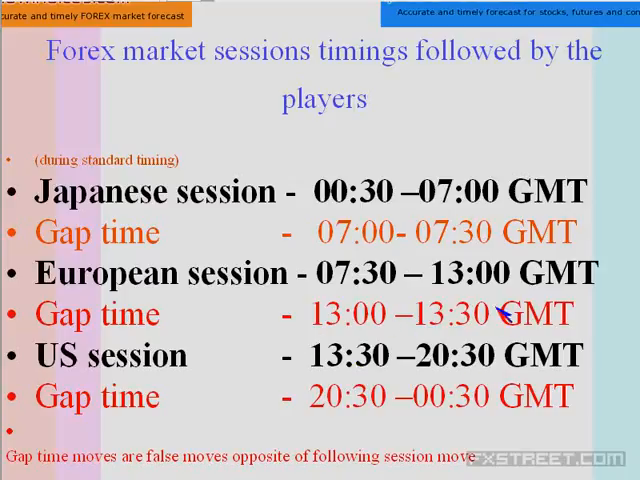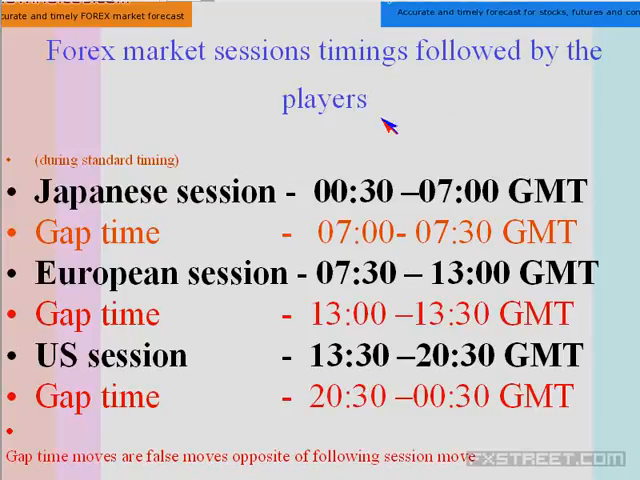So when you follow the gap time move, you can understand that they are going to drop only during the US session. Let us review whether it is happening or not. Then again during the gap time, they will try to make stop hunts either on the upside or on the downside. When you understand that gap time moves are false moves, we can easily read what is going to be the next move in the session. For that, we need to understand the market timings.